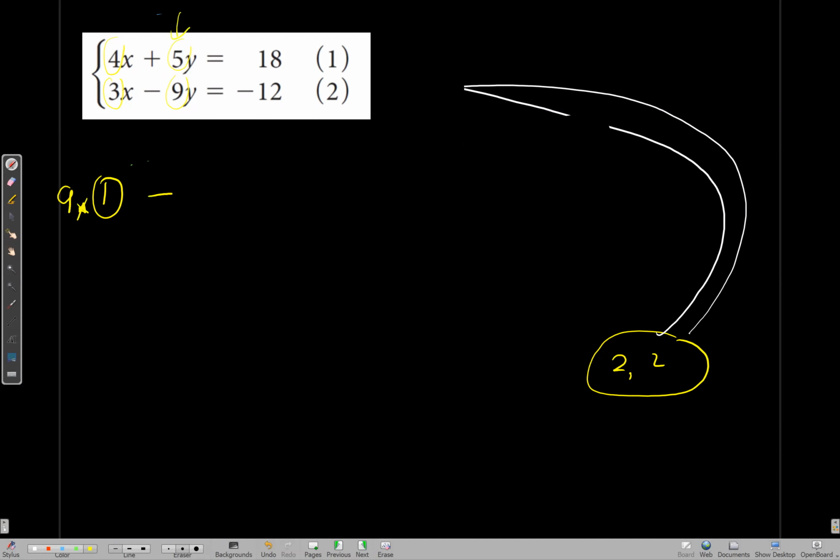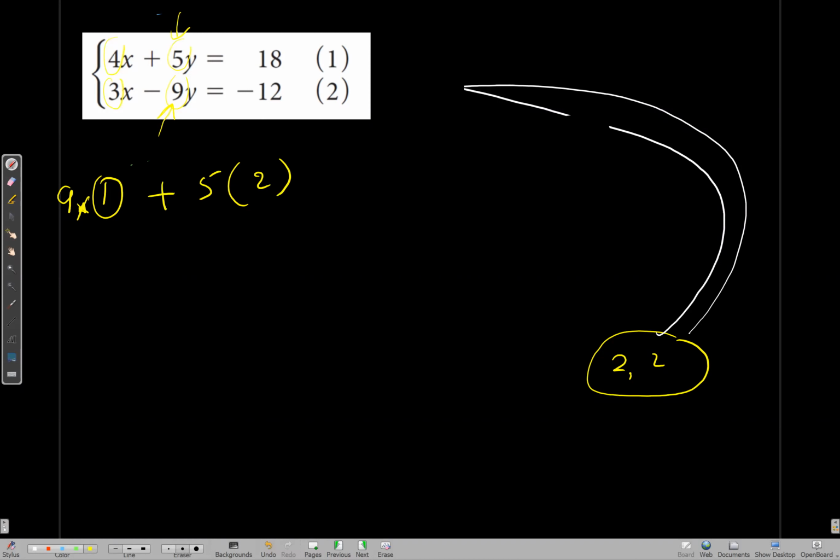And then I add the second one, I multiply it by 5, because then I will get this value into negative 45. So positive 45 and negative 45 will get rid of the y value. But let me go ahead and rewrite everything.